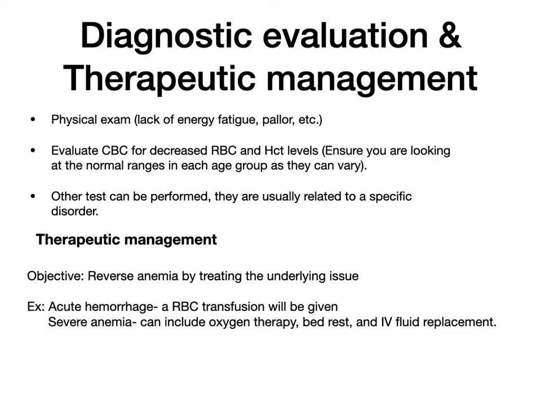For diagnostic evaluation and therapeutic management, a physical exam is needed. Evaluation of CBC for decreased red blood cells and hematocrit levels. Other tests can also be performed, but they're usually related to a specific disorder. For therapeutic management, the objective is to reverse the anemia by treating the underlying issue. For example, if you have an acute hemorrhage, a red blood cell transfusion can be given, or for severe anemia, you can include oxygen therapy, bed rest, and IV fluid replacement.